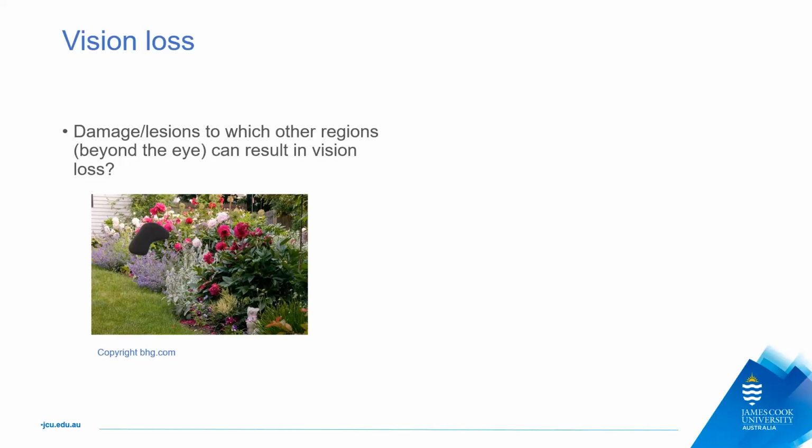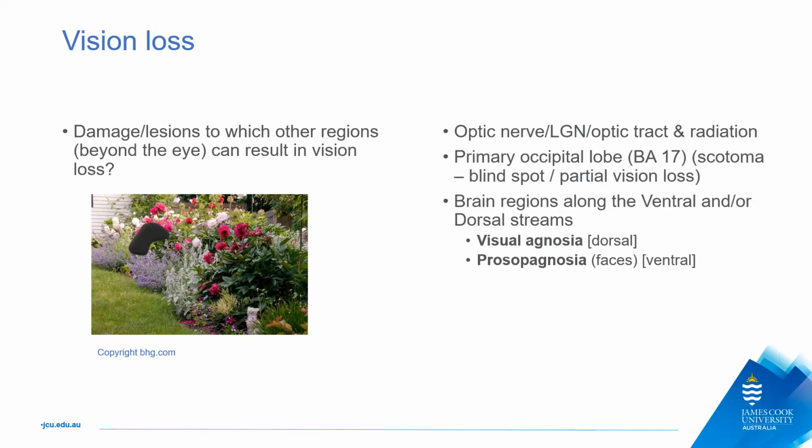And vision loss. This is just to give an idea: not just our eye, not just our retina. Damage to our optic nerves, our LGN, thalamus, optic tract radiation, all the white matter fibers, plus the primary occipital lobe, and of course the brain regions lying along our dorsal and ventral streams will lead to vision loss, because we'll be losing all these cortical neurons responsible for processing visual information.